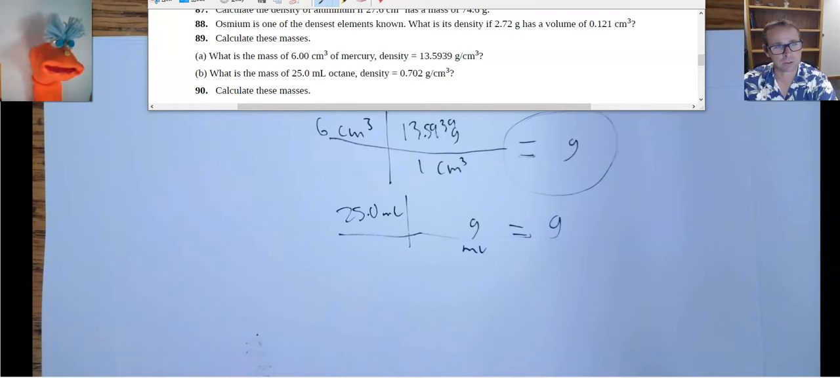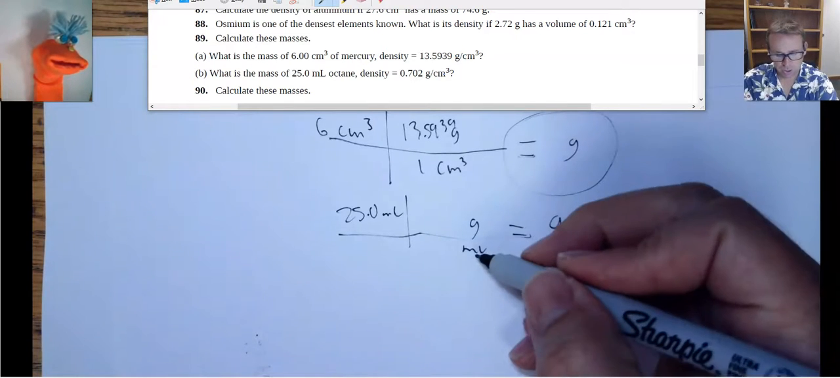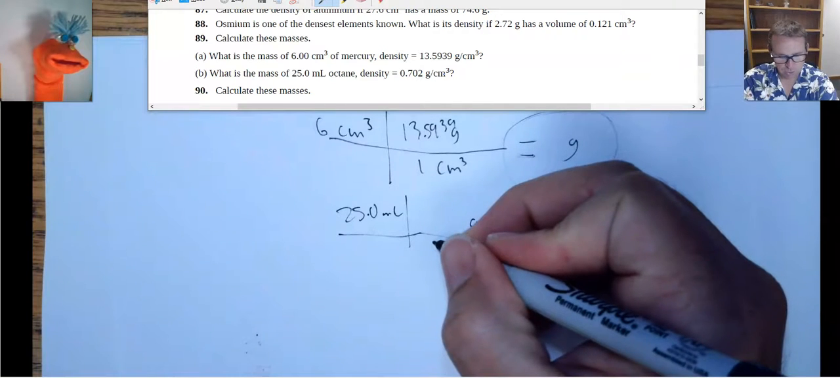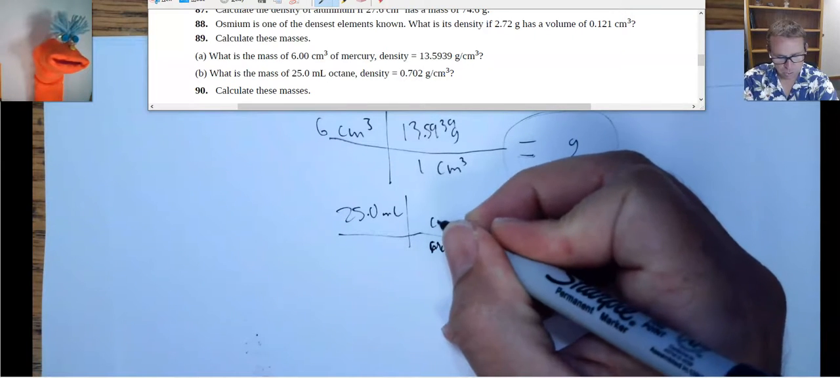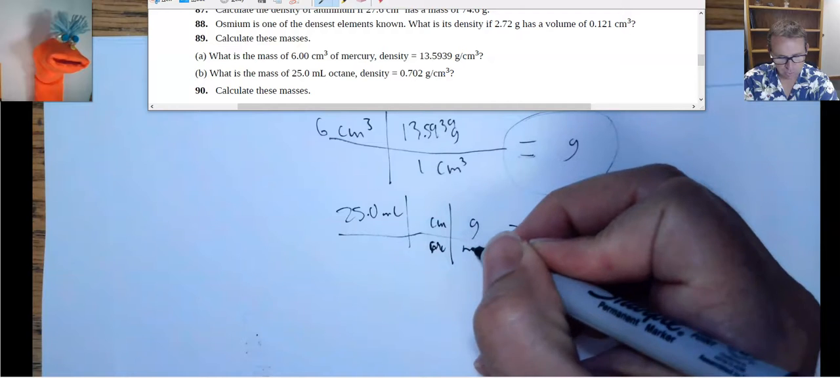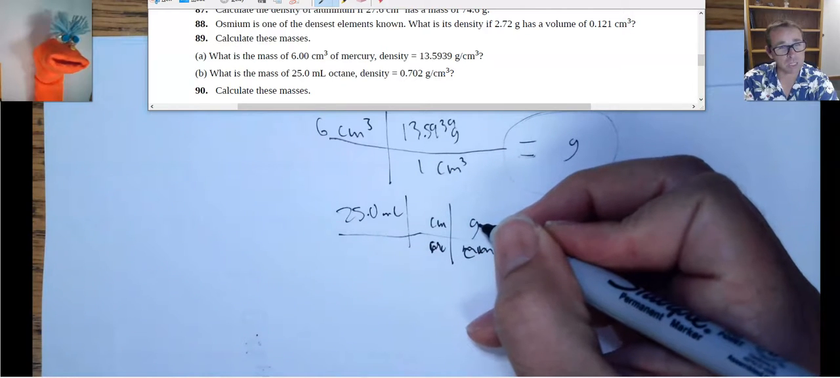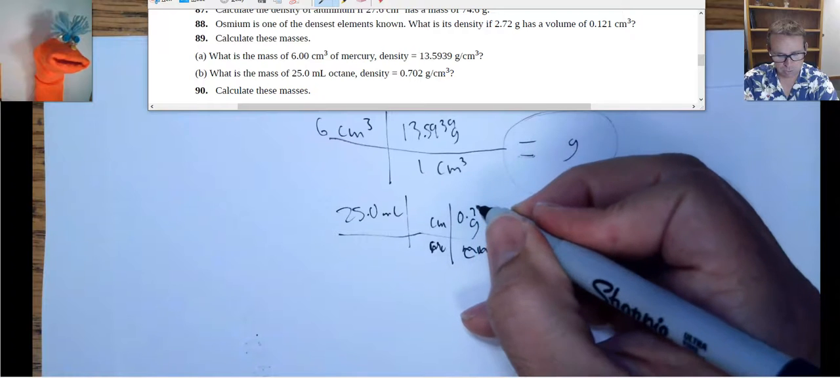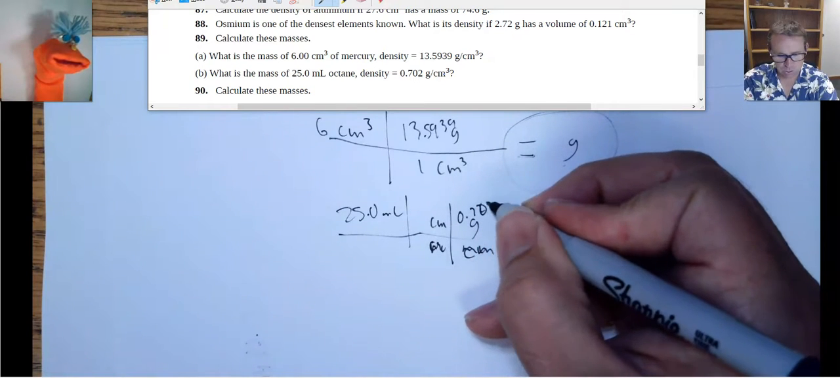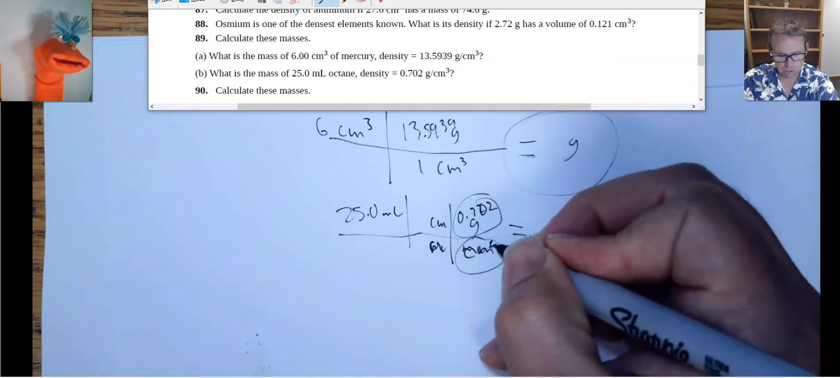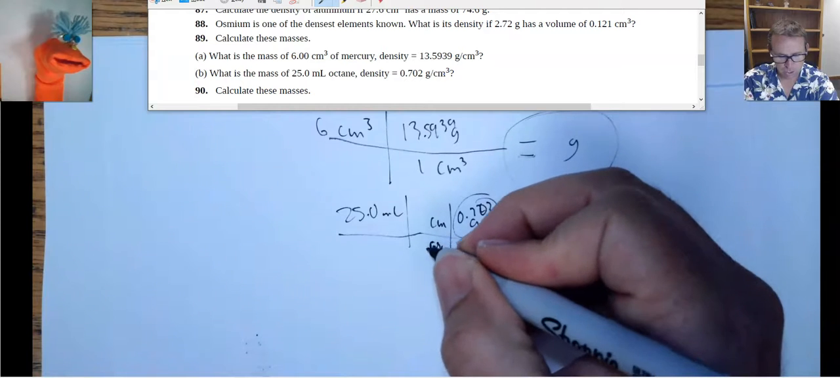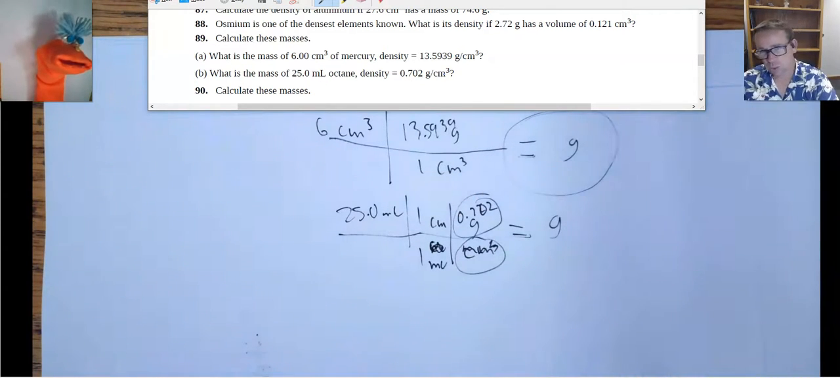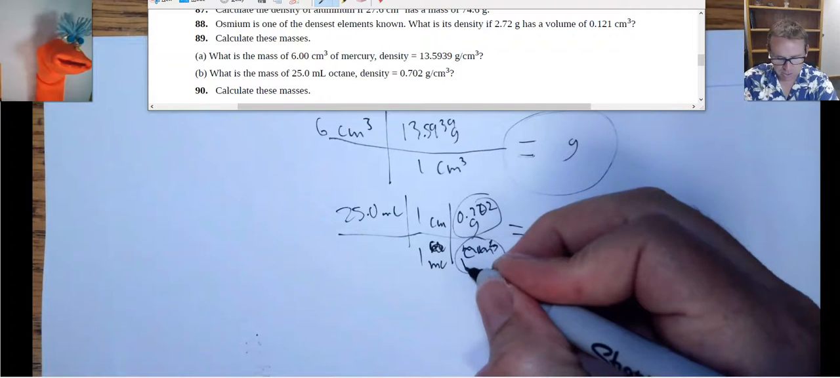Wait a second, milliliters or cubic centimeters? That's a good point. Milliliters is the same as cubic centimeters. So I could put in here one extra step where I go from milliliters to cubic centimeters, and then from cubic centimeters to grams, because it's 0.702, sorry, grams for every cubic centimeter, and 1 milliliter is 1 cubic centimeter. So it doesn't matter, it's the same thing.